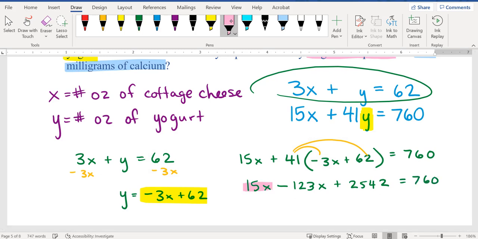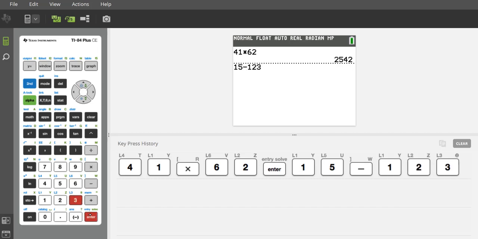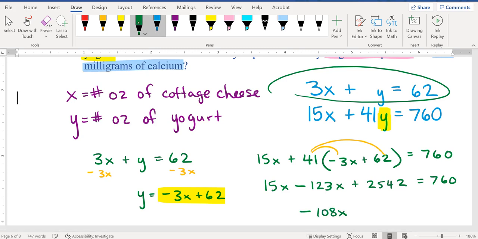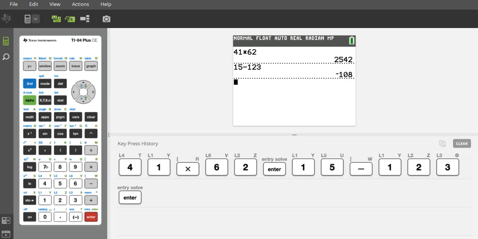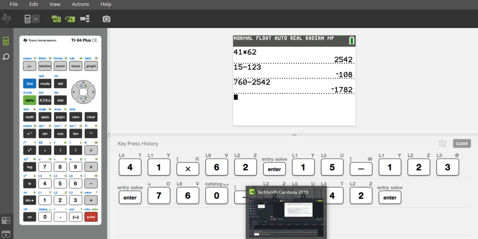All right, combining like terms, what's 15x minus 123x? 15 minus 123 is negative 108. So I get negative 108x, and if I subtract 2542 from both sides, I'm going to get negative 108x equals, okay, what is 760 minus 2542? Negative 1782.